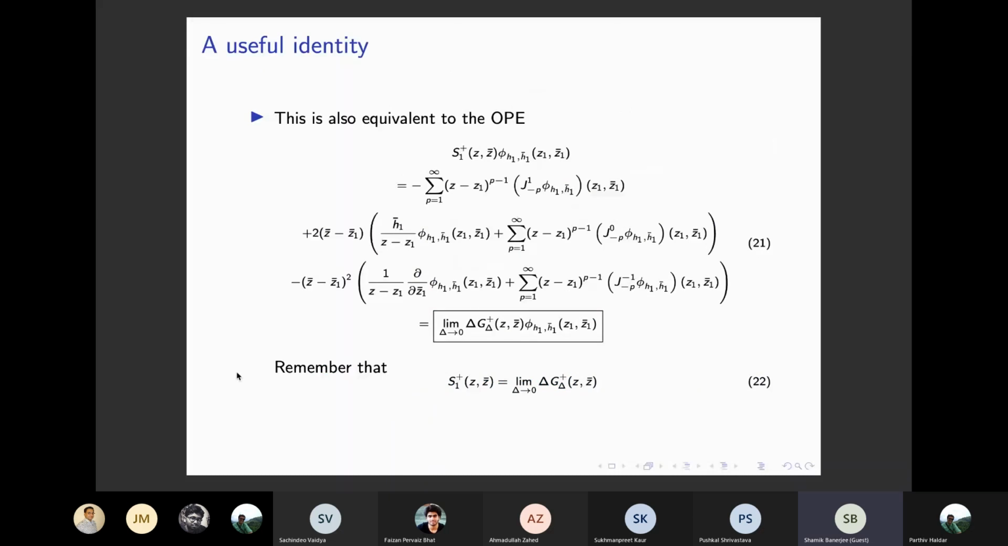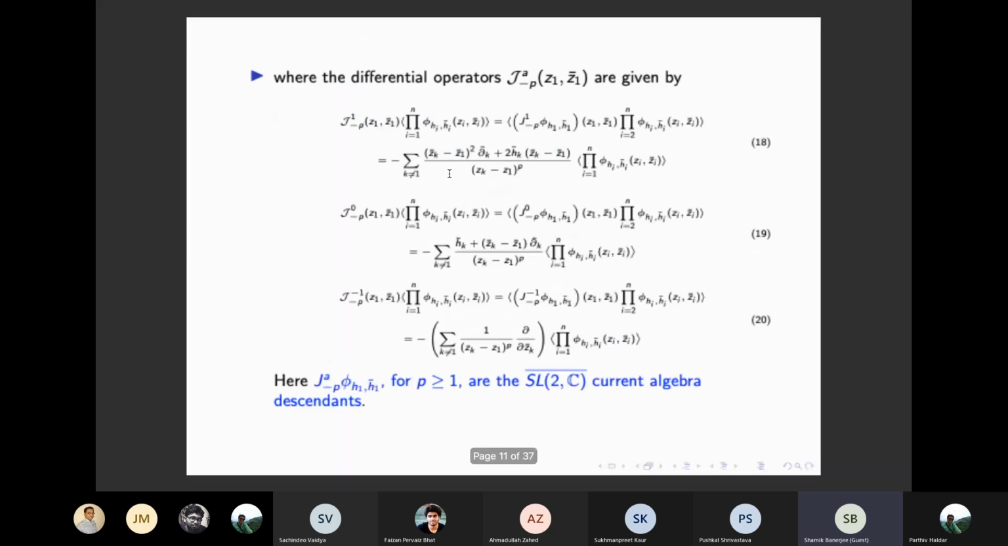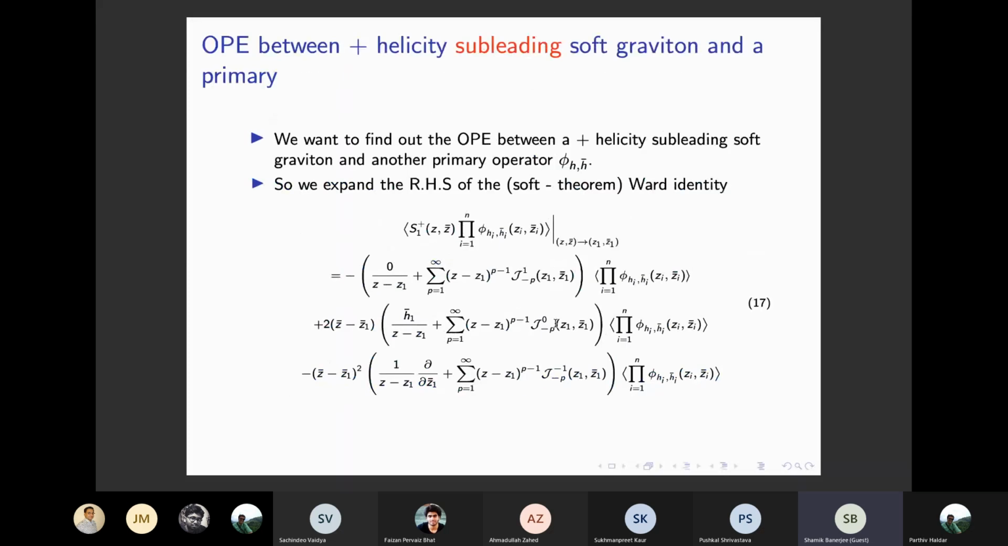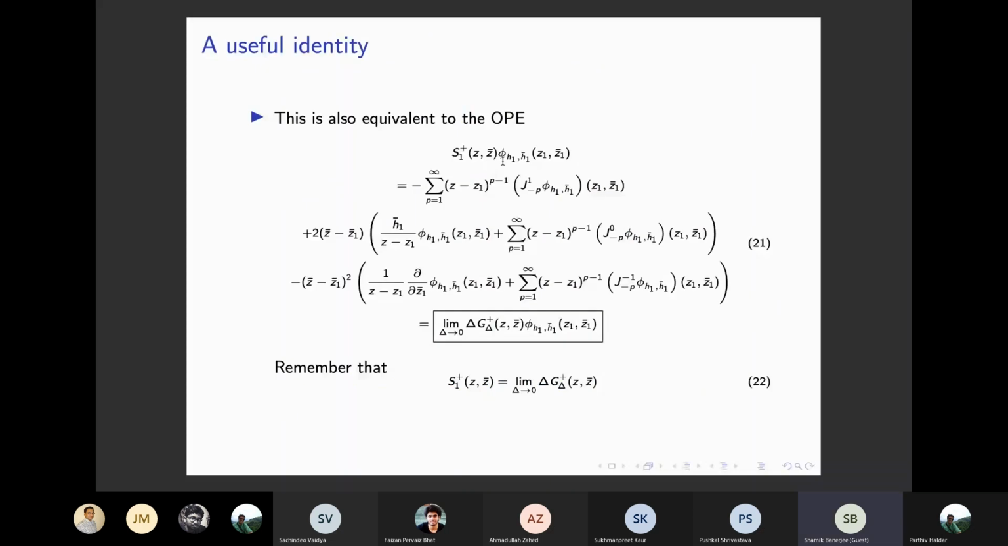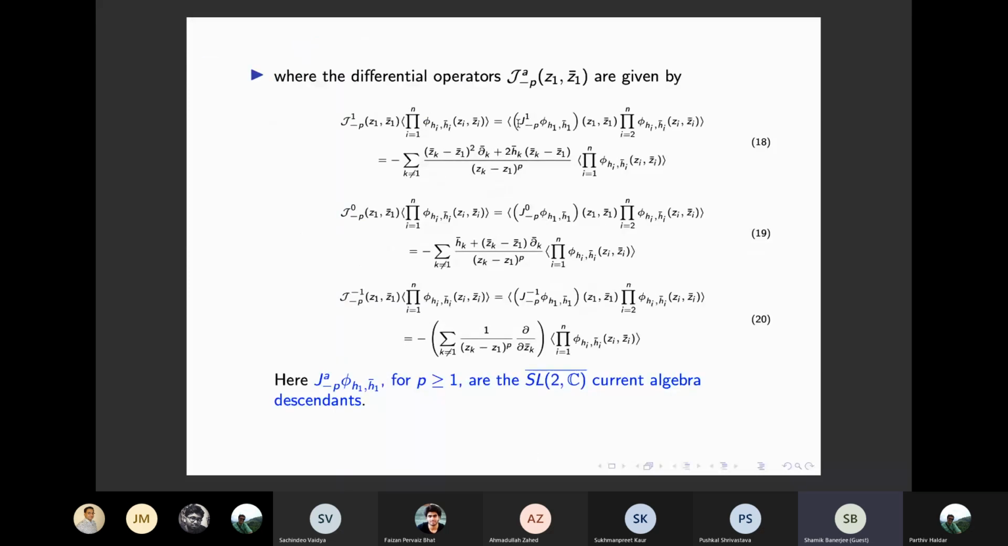Okay, so now this equation which we have here can be written in the form of an OPE between this S1 plus z z bar, which is the subleading soft graviton, and this phi h1 bar z1 bar. So this OPE can now be written in this form, where this J1 minus p acting on phi, and similarly this thing, are the descendants of phi which were introduced here.